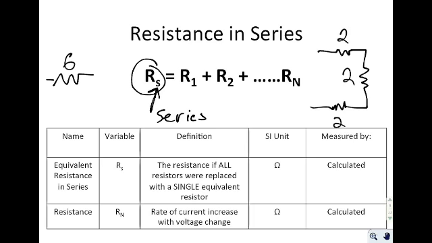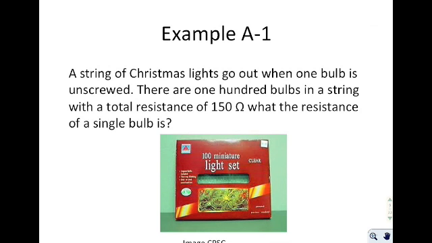Okay, now the first example that we have says a string of Christmas lights goes out when one bulb is unscrewed. There are 100 bulbs in the string with a total resistance of 150. So what is the resistance of a single light bulb? So we know that we have resistors in series equals R1 plus R2 plus dot dot dot. I'm not going to write out all 100 R's because we can assume that since this is a light bulb set, all the light bulbs are identical.